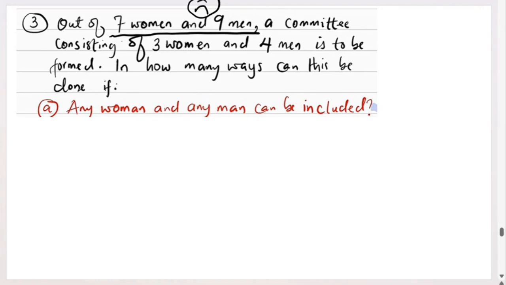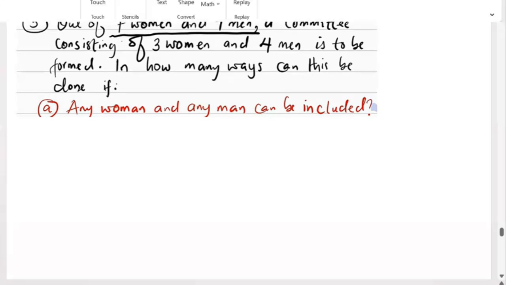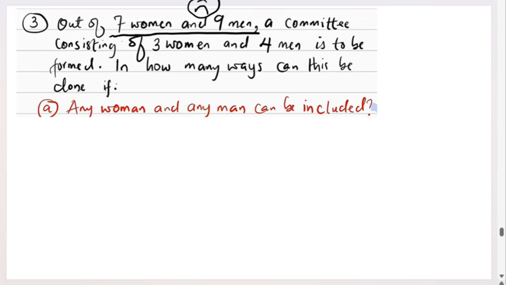Consisting a committee. You want to form a committee of 3 women and 4 men. This is your R. This is your R. It is to be formed. In how many ways can this be done? And the first question: any woman and any man can be included.